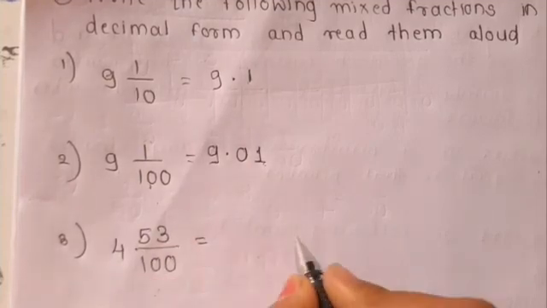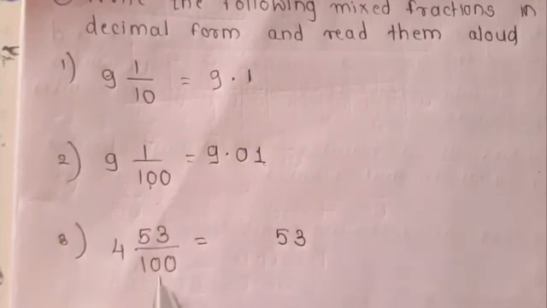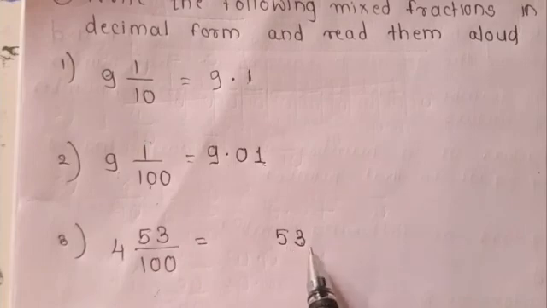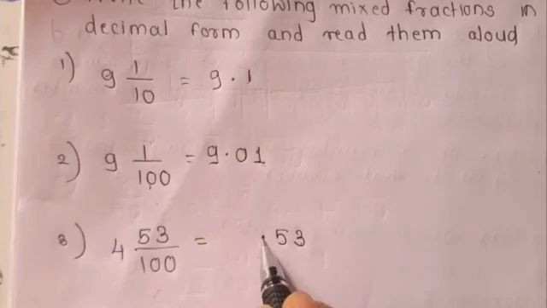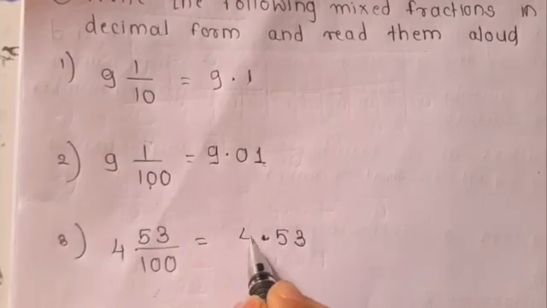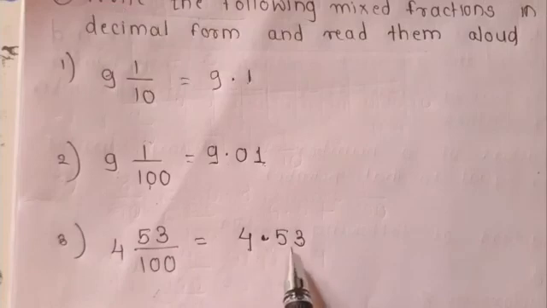First we will write the numerator 53 as it is. Now in the denominator how many zeros are there? 2 zeros are there, 1, 2. There are already 2 digits. So leaving these 2 digits we will put a point. And the 4 whole number we will write as it is. So how will we read? 4.53.